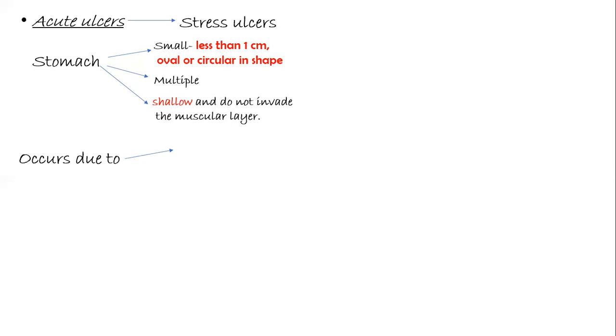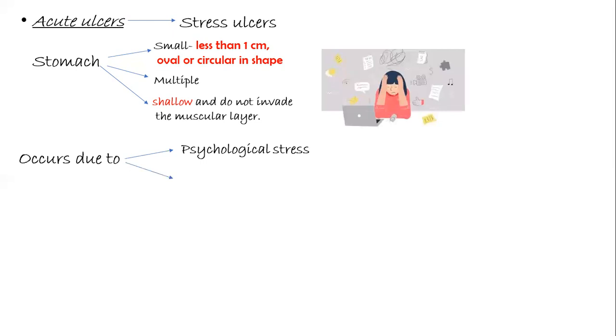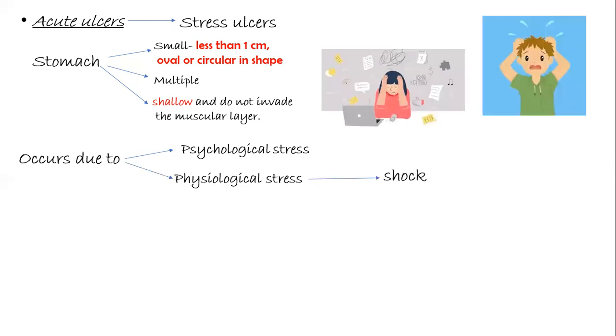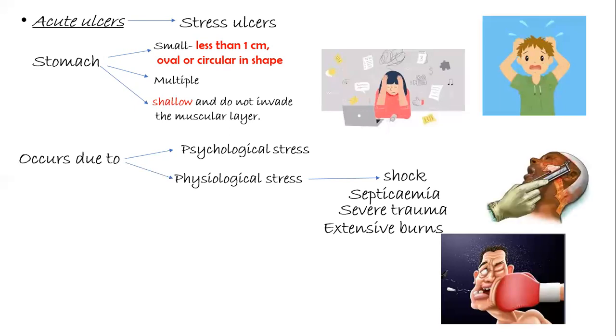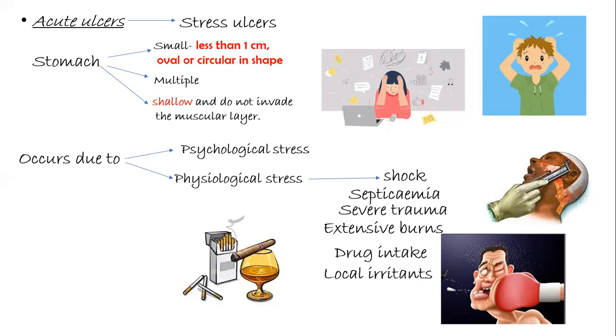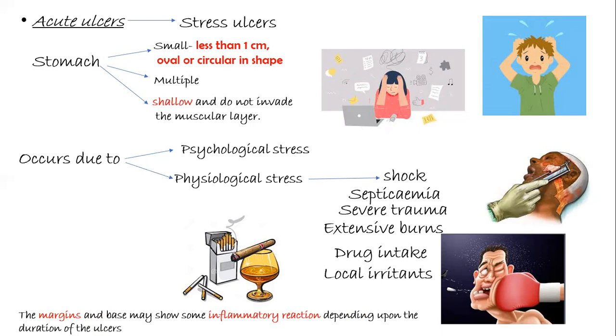Acute ulcers occur due to psychological stress. Also, they can occur due to physiological stress like shock, septicemia, severe trauma, extensive burns. And also it can occur due to drug intake and local irritants. Local irritants include alcohol, cigarette smoking, higher intake of coffee, higher intake of tea.